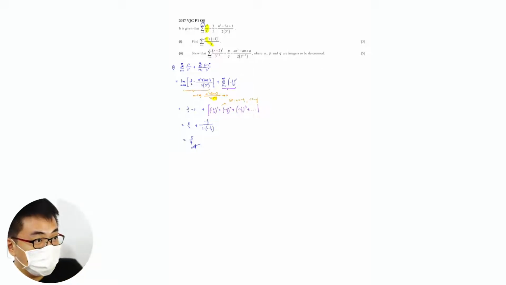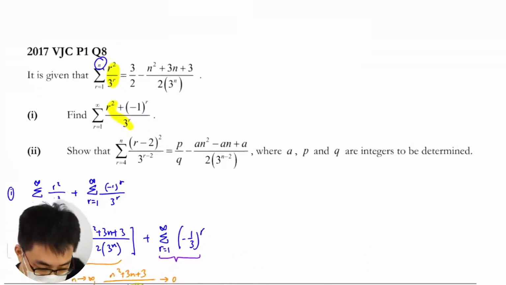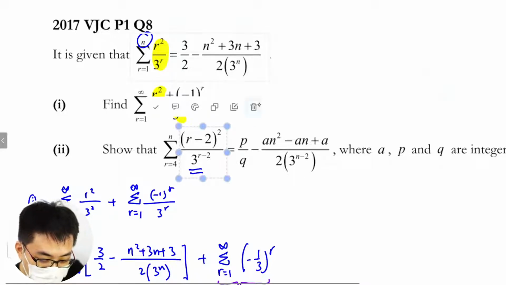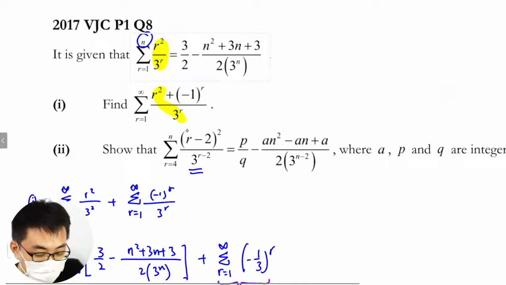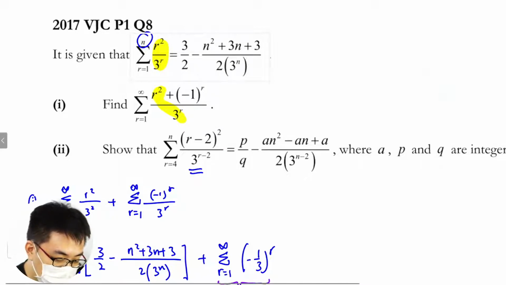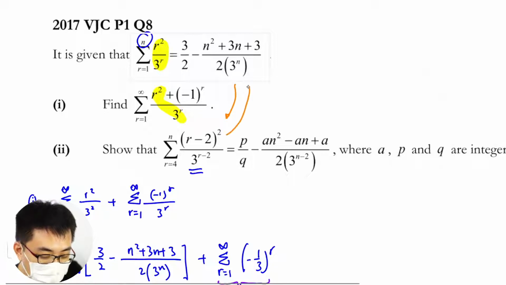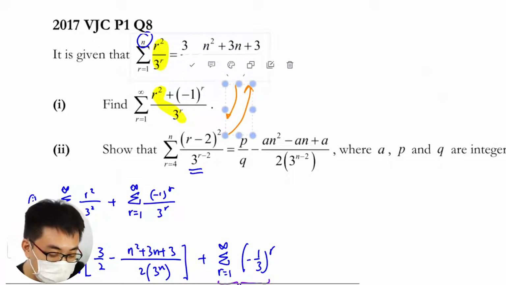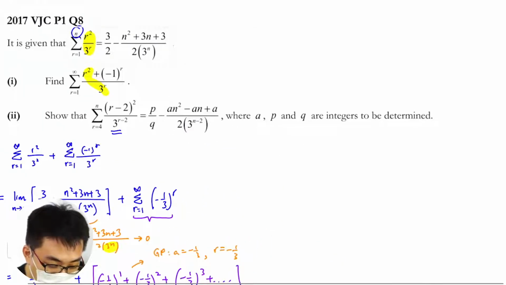For the second part, we are looking at showing that this expression here is this. You can clearly see that this is actually a derivation from this equation, right? So you sub r as r minus 2. Most schools will do this bottom up, but I'm going to do top down, but they're the same steps actually. So just follow me very carefully.